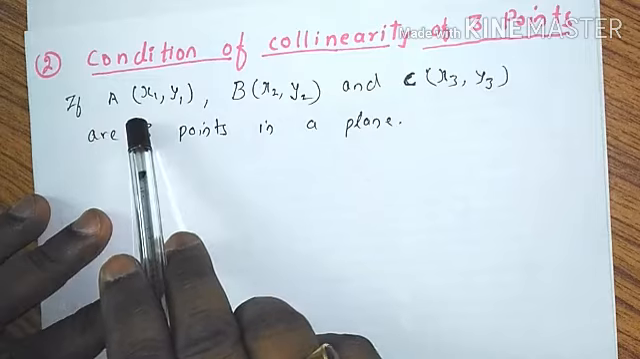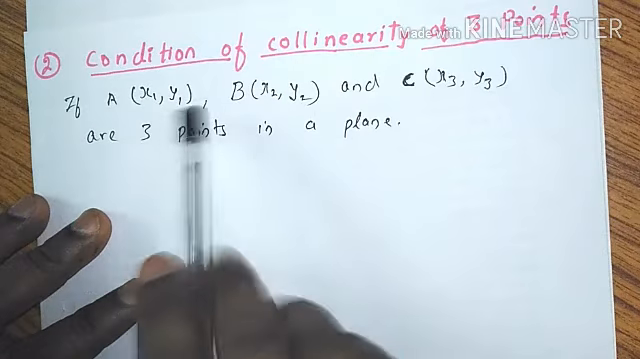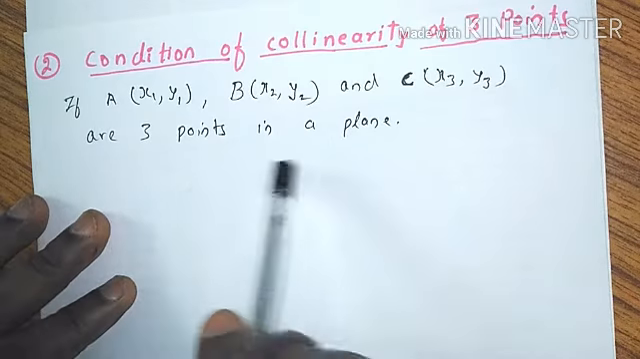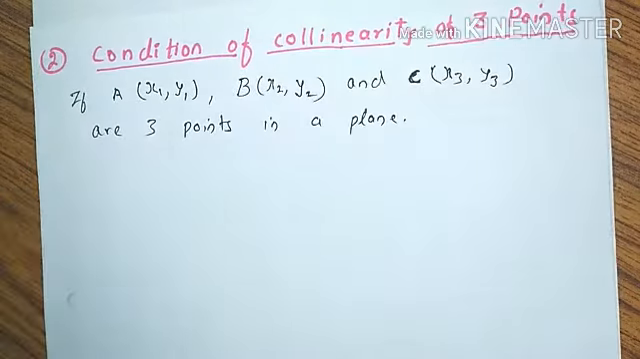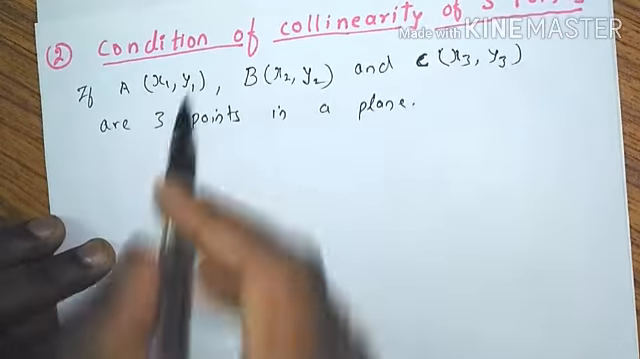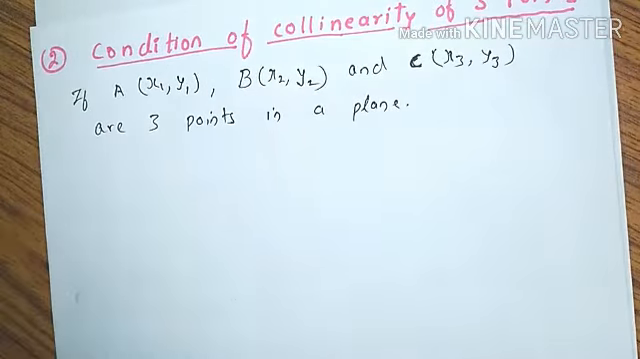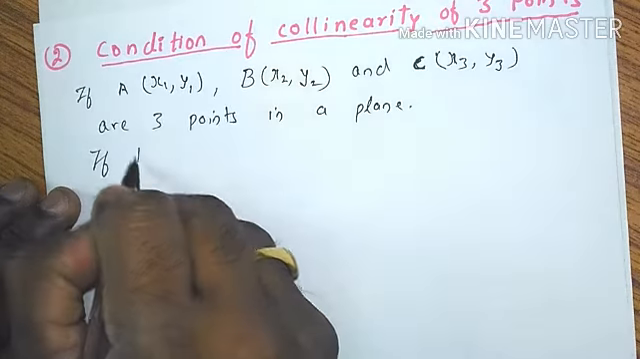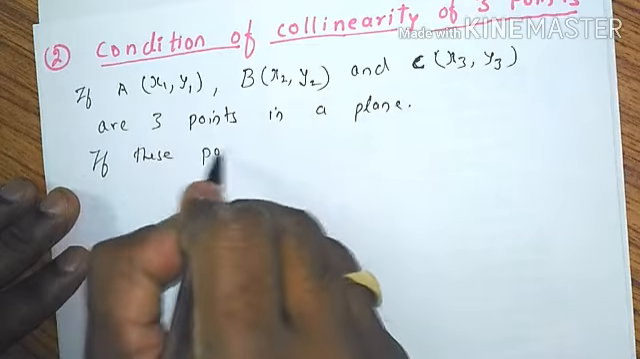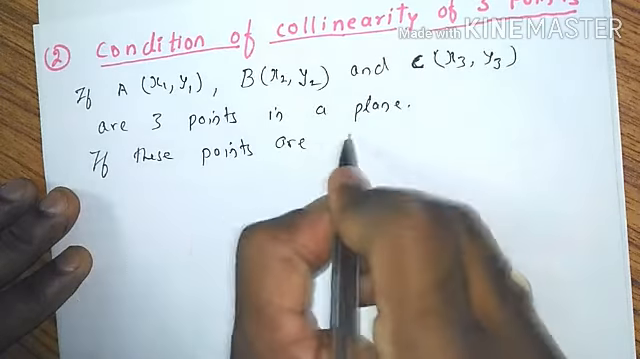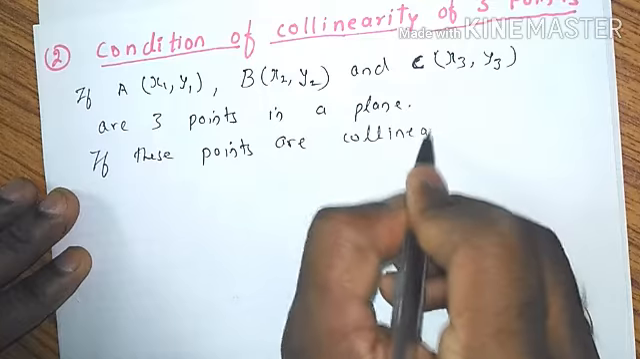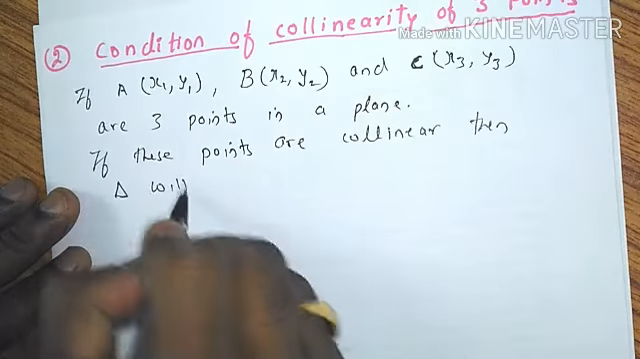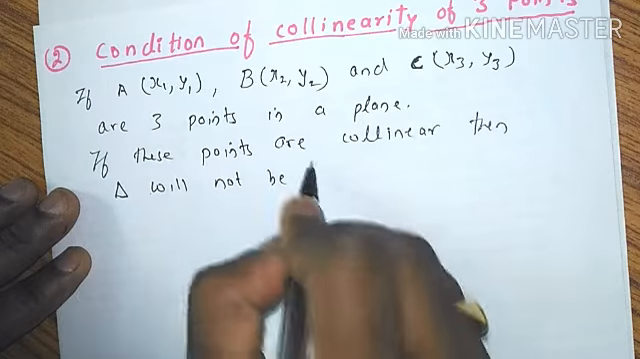If A, B and C are the 3 points with the coordinates x1, y1, x2, y2 and x3, y3 in a plane, then these 3 points will be collinear. If these 3 points are collinear, that means they will lie on the same line. So I am writing, if these points are collinear, then a triangle will not be formed.